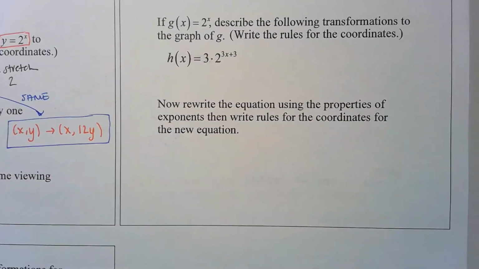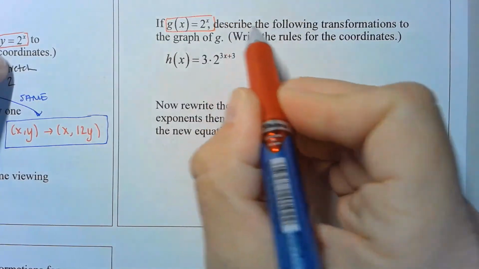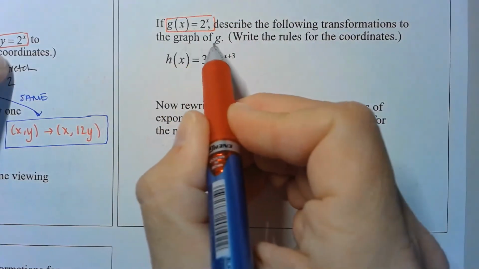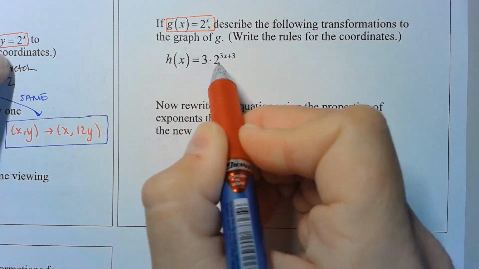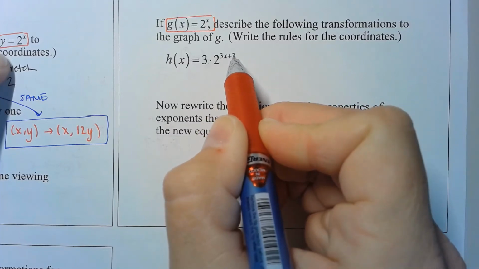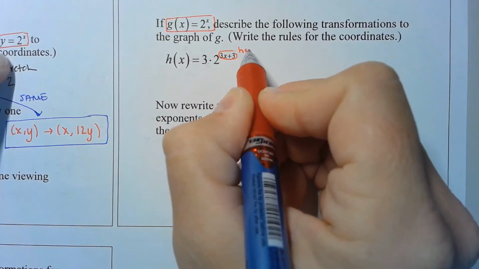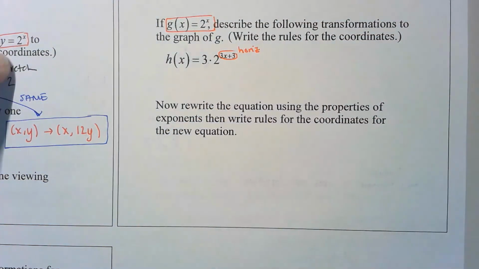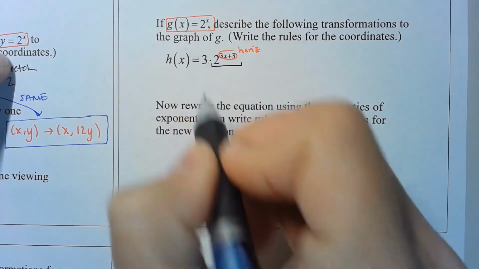So g of x is still that parent graph 2 to the x. It says describe the following transformations to the graph of g. So let's talk about this one here. So it's not just 2 to the x, it's 2 to the 3x plus 3. There's my horizontal changes. Those are where x used to be. And then outside of that exponential, that's the vertical change.